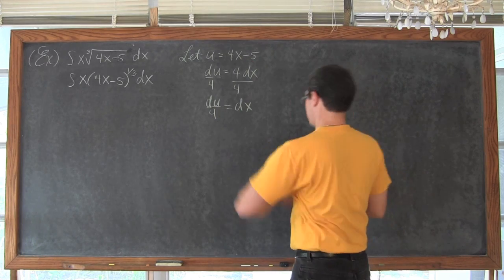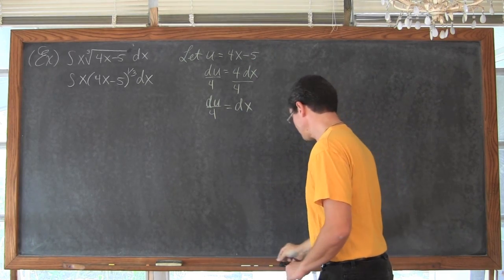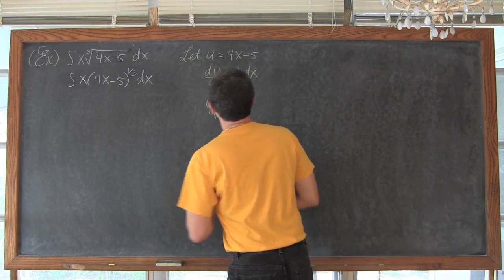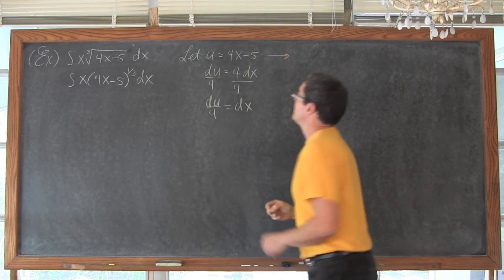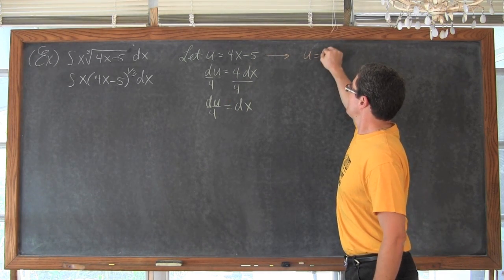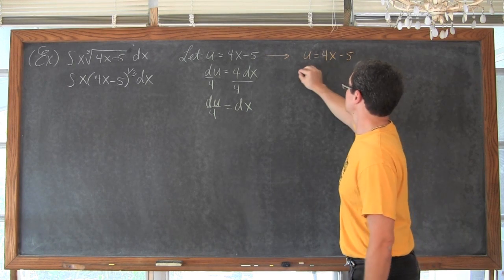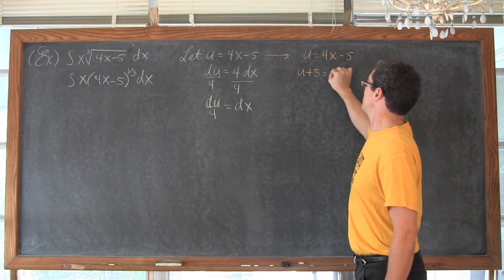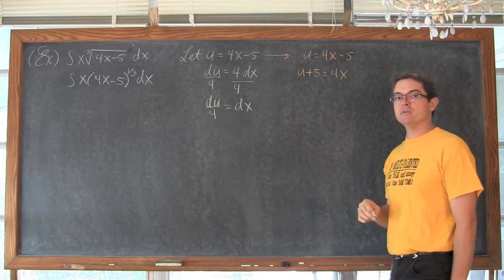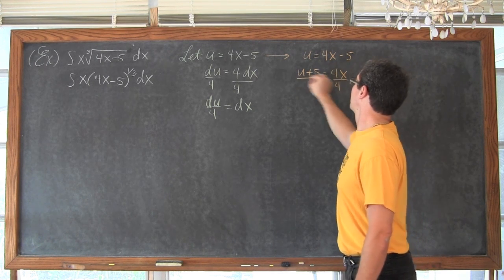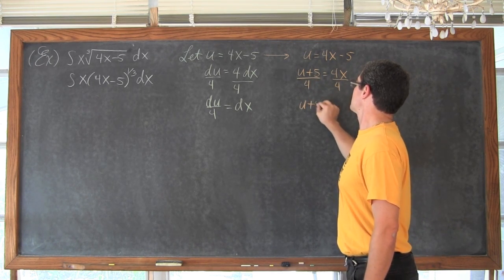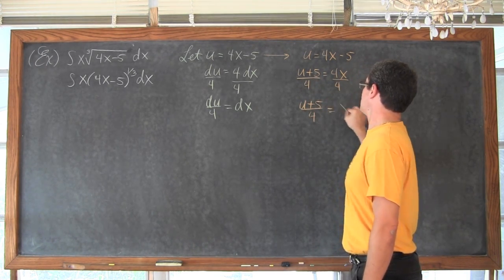We're going to take this and, let's pick a different color here, do it in orange, and pull this out to the side, and u is equal to 4x minus 5. Well, let's take the 5 and add it to both sides. We have u plus 5 is equal to 4x. Divide both sides by 4, and we have (u plus 5) over 4 equals x.